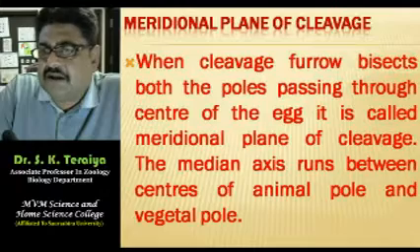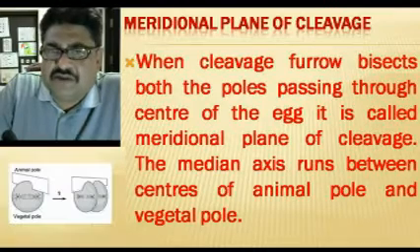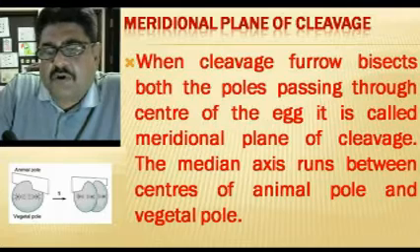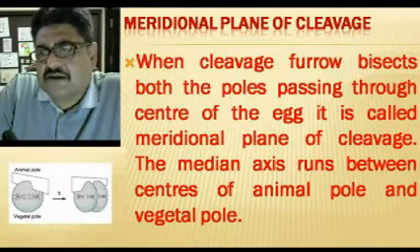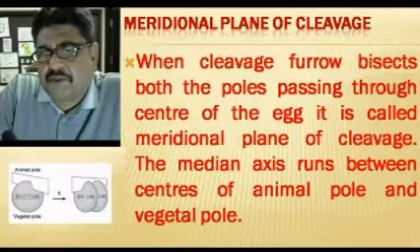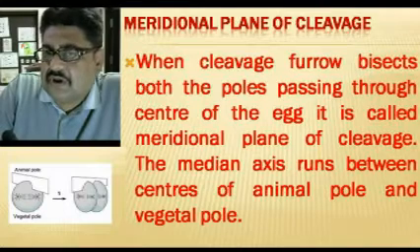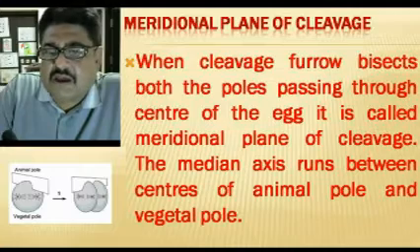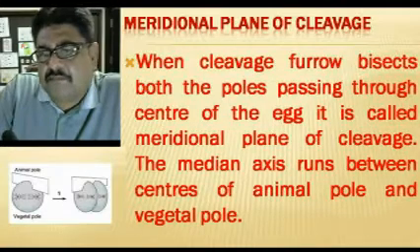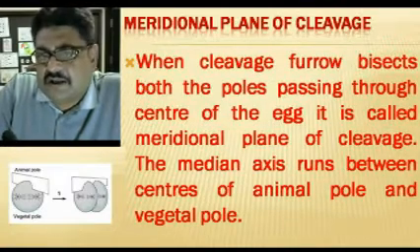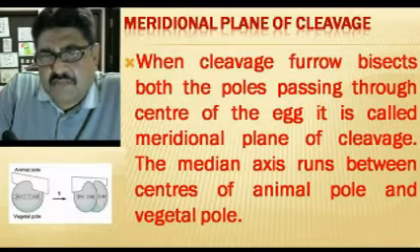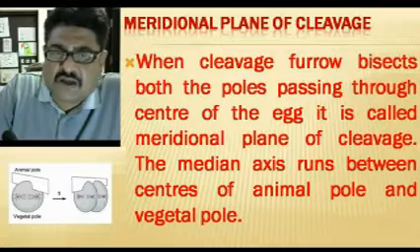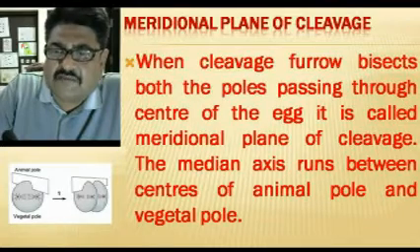Meridional plane of cleavage. When cleavage furrows bisect both the poles, passing through the center of the egg, it is called meridional plane of cleavage. The median axis runs between centers of animal pole and vegetal pole.